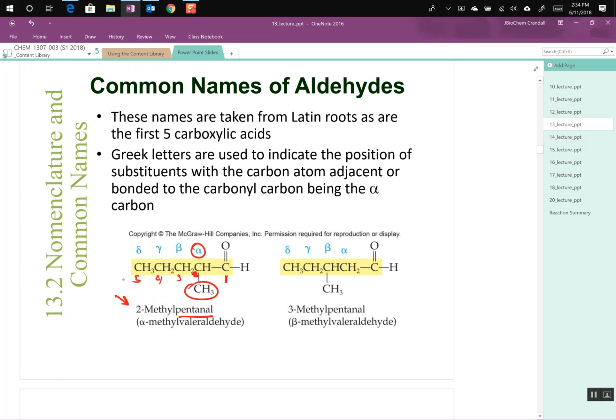But if it was a 5-carbon aldehyde, then for 5 with the common name, you'll change it from penta to valer-aldehyde. Now valer is going to stand for 5 with the alpha, beta, gamma labeling. So if I'm going to use alpha, beta, gamma, whenever it's 5, I'm going to use valer. So alpha methyl valeraldehyde.